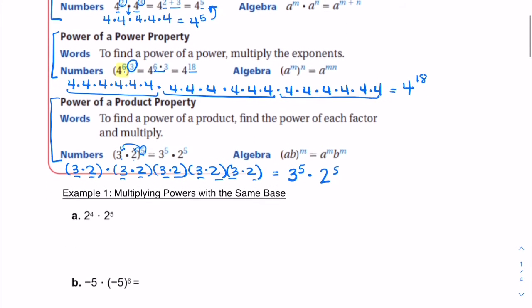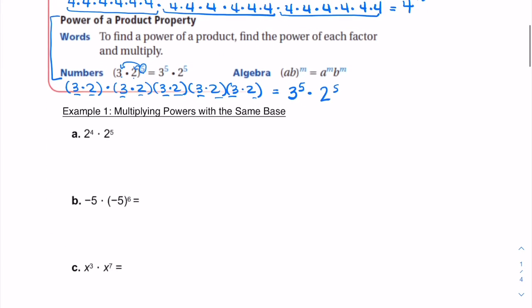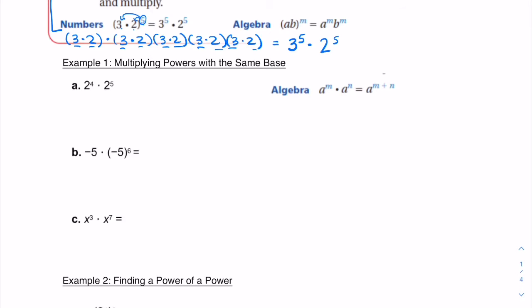Let's go down to the examples and see if we can practice. Okay, so here, multiplying powers with the same base. Acuérdese, la única cosa que voy a hacer es sumar los exponentes. So here, 2 to the 4th times 2 to the 5th. Tienen la misma base, entonces voy a hacer 2 y lo voy a escribir 4 más 5. Voy a tomar los exponentes y los voy a sumar. Entonces 4 más 5 es 9, entonces esto me va a dar 2 a la potencia de 9.